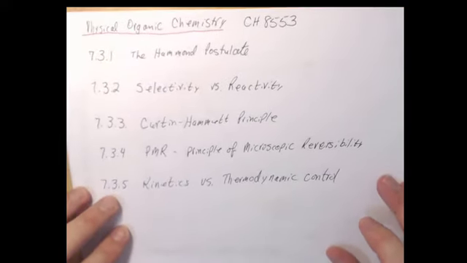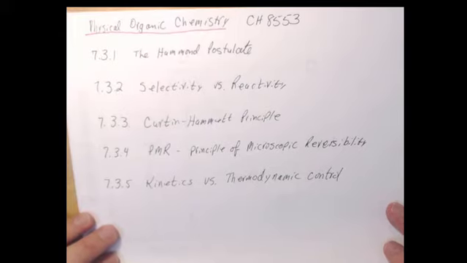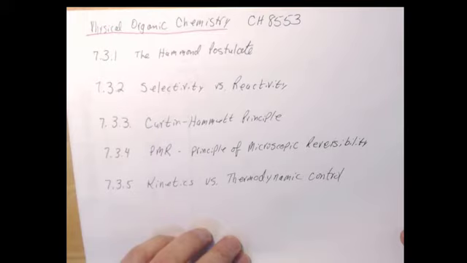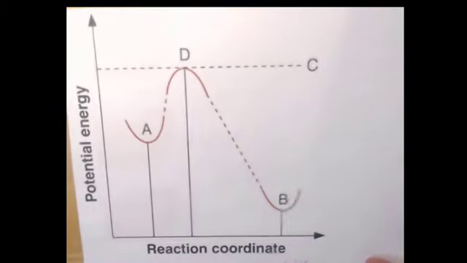Okay, these are some of the most critical conceptual issues that we need to understand in terms of understanding organic reaction mechanisms, and so our discussion today will focus on the conceptual. 7.4 will take us into the quantitative when we do kinetics. All right, let's start with the Hammond postulate.